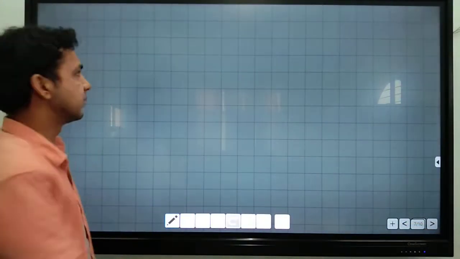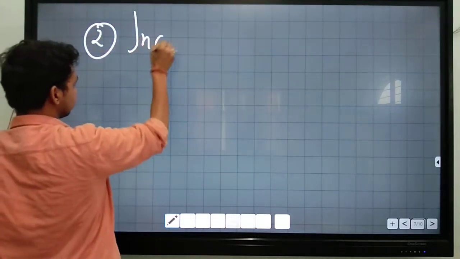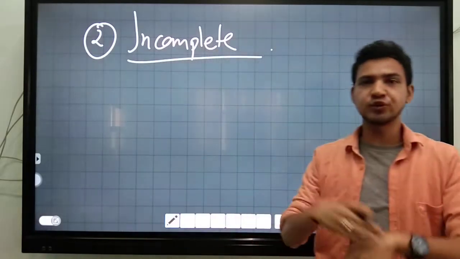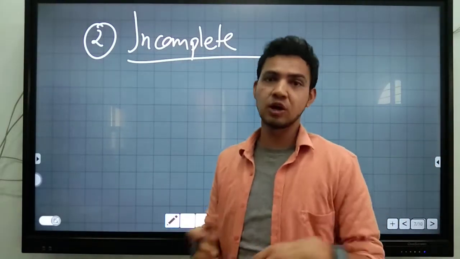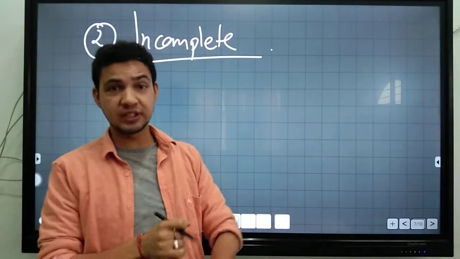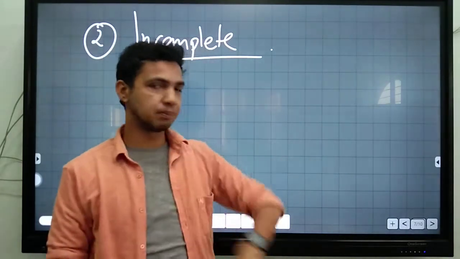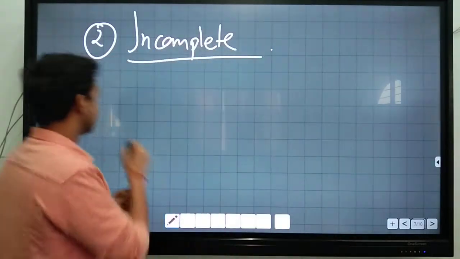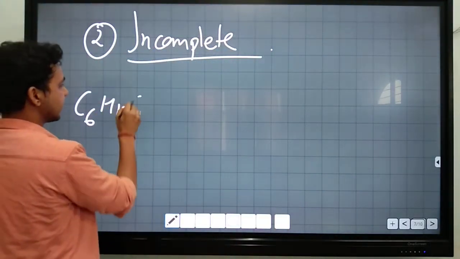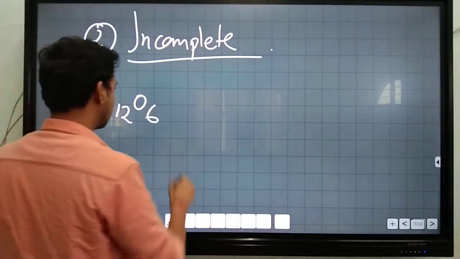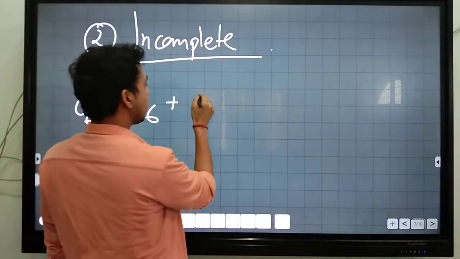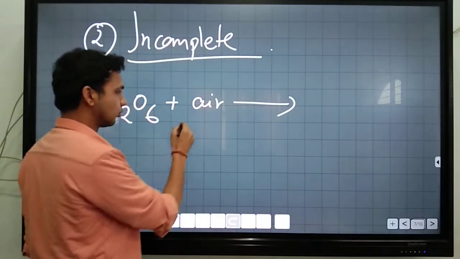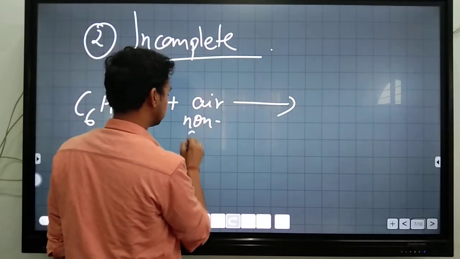Another type is incomplete combustion. Incomplete means that this reaction also takes place inside your body. In your biology first chapter, you are going to study complete respiration and incomplete respiration, aerobic and anaerobic. Suppose this glucose molecule is available inside your body. You are taking a bulk amount of food, but what happened? The air or oxygen is not available in a sufficient amount.